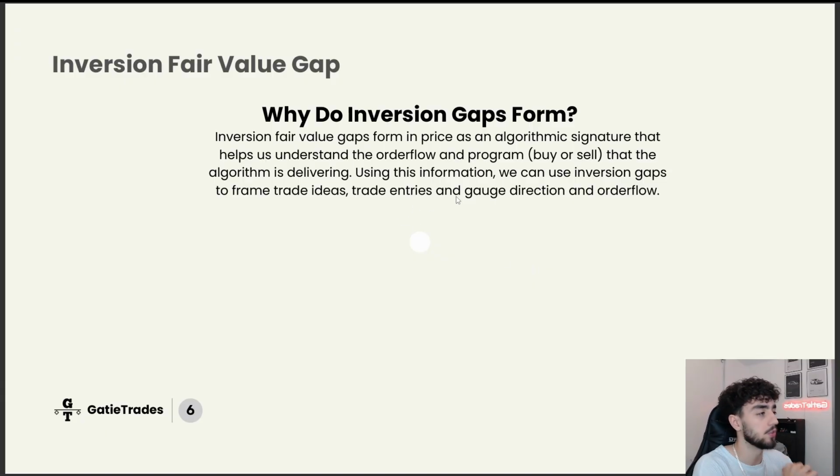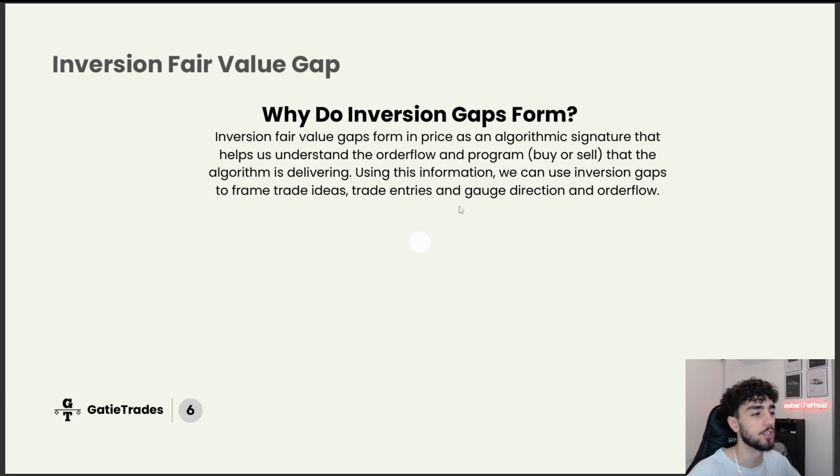So why do these inversion fair value gaps form? Inversion fair value gaps form as an algorithmic signature. When these form, just know that is the algorithm in play. It's leaving a footprint for us to understand the order flow and the program the algorithm is potentially delivering, meaning a buy or sell program.